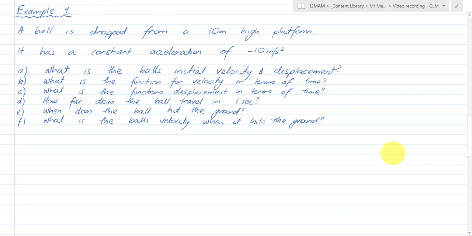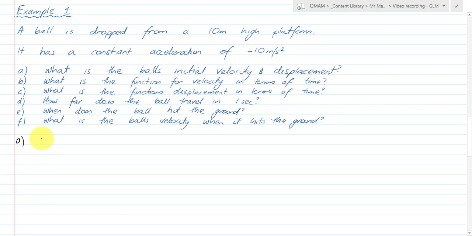It's got 6 parts, but you really want a question like this in your exam because there are easy marks within this. But also, if you don't know how to do the first couple of parts, you will lose a lot of marks. So let's start with part A. And I'll do this in a different color just so we can see where I've worked. What is the ball's initial velocity and displacement? A ball is dropped from a 10-meter high platform. If a ball is dropped, it means it doesn't have an initial velocity.